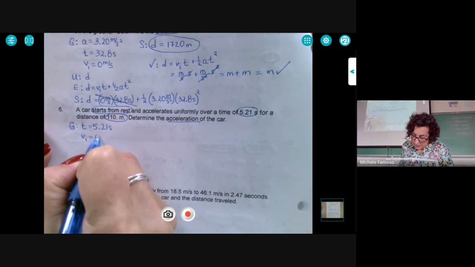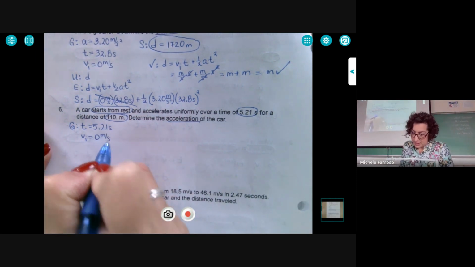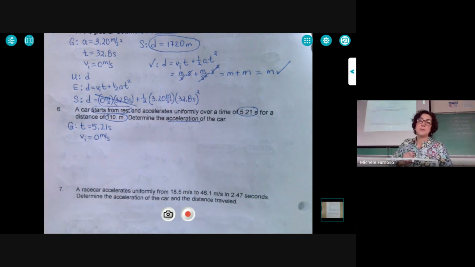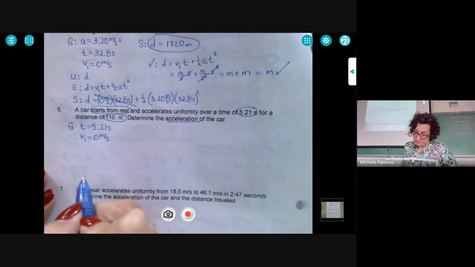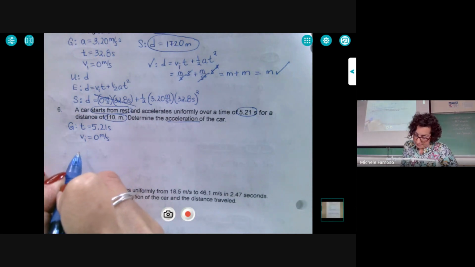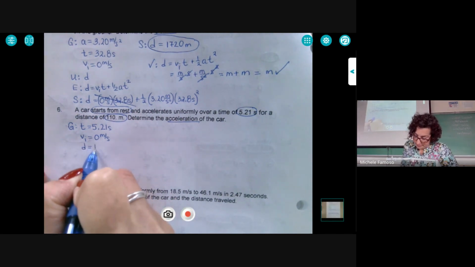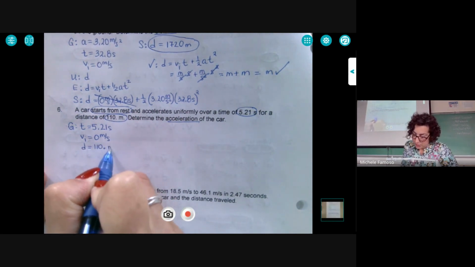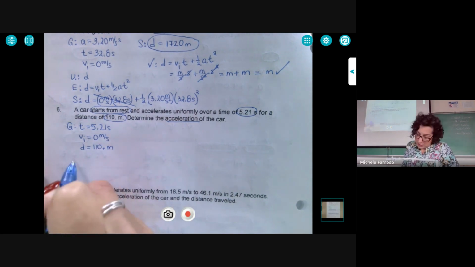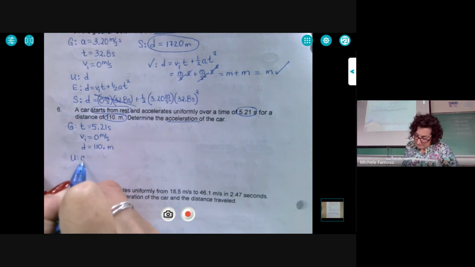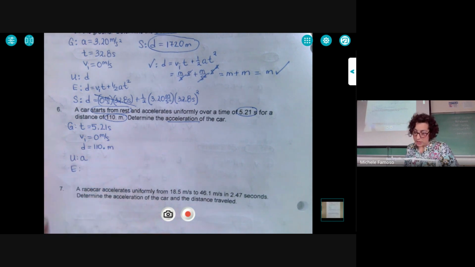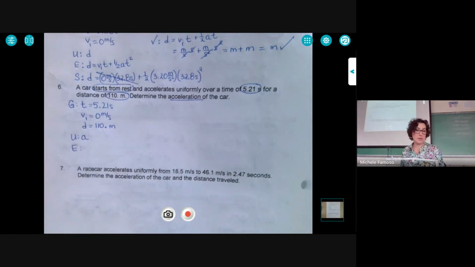Vi is 0. Yeah, that's the starts from rest piece. Ian, what's my third given? Point meters. That's right. And what's the unknown letter, Talia? Yep. Okay, Bassam, I need an equation that has those letters in it: T, Vi, D, and A.